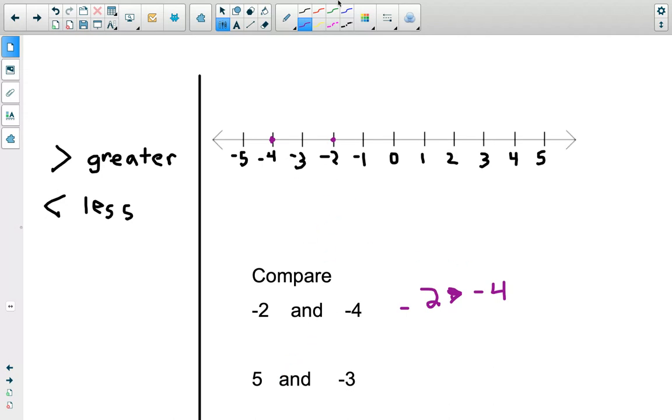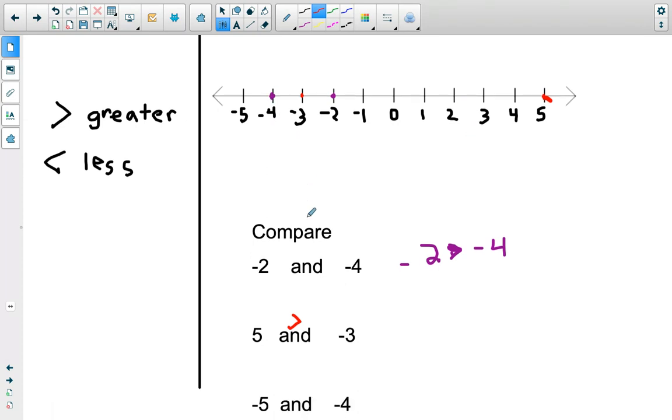How about 5 and -3? Change my pen color again. 5 is way over here. -3 is way over here. So 5 is greater than -3 because -3 is to the left.